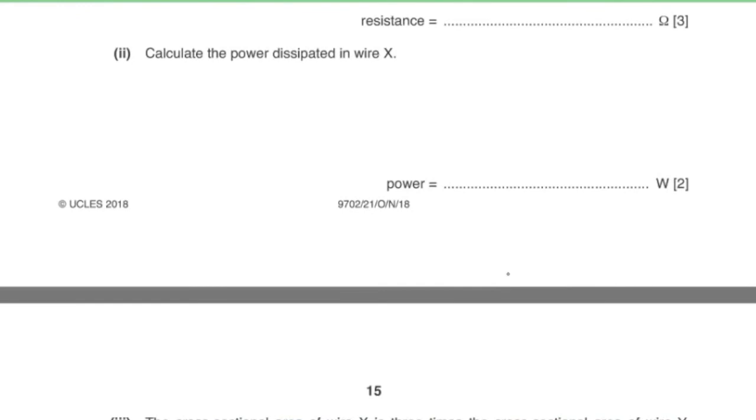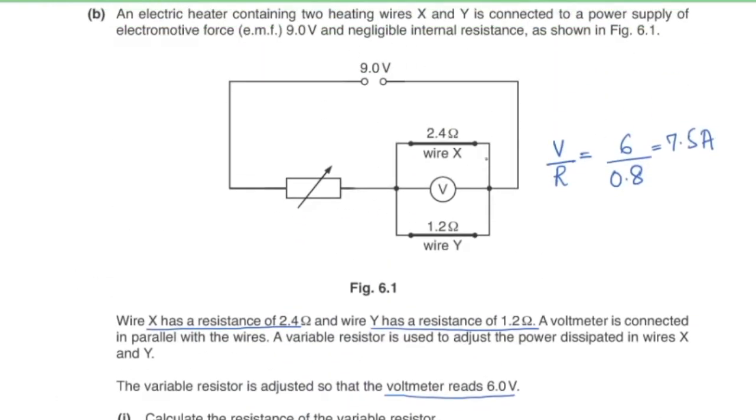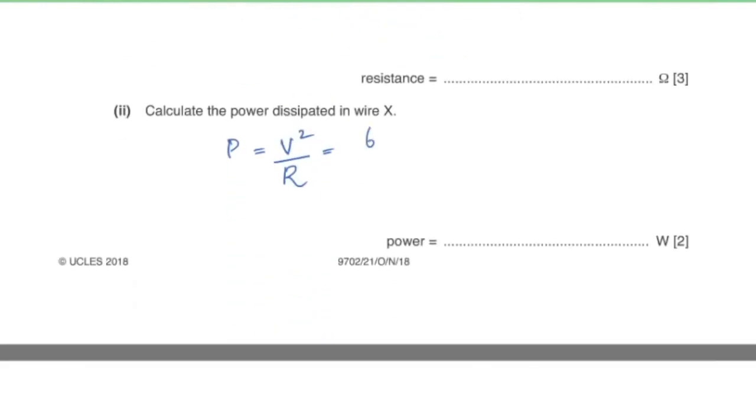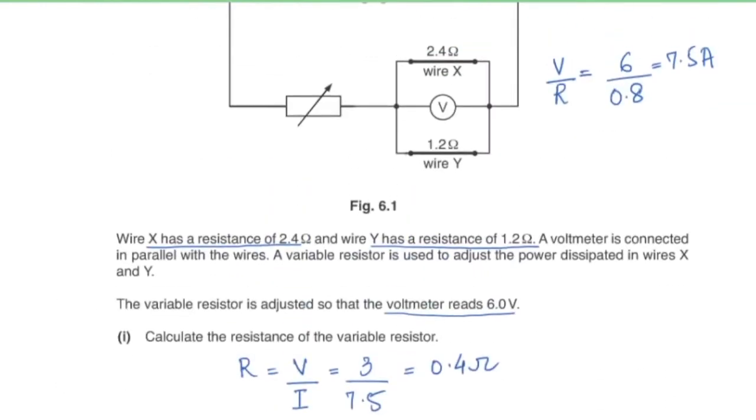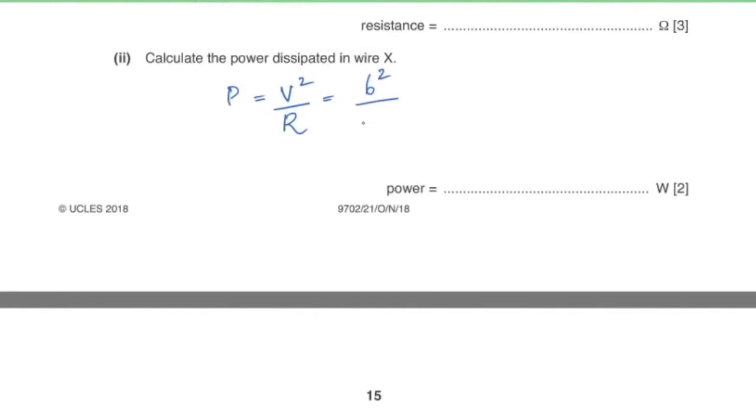Now we calculate the power dissipated in wire X. So power dissipation is equal to V squared by R. The voltage across wire X is going to be equal to the voltage across wire Y. So this on the whole has a voltage of 6 volts, meaning 6 volts passes through wire X and 6 volts passes through wire Y. So 6 squared divided by the resistance of wire X, which is 2.4 ohms. This gives me power as 15 watts.